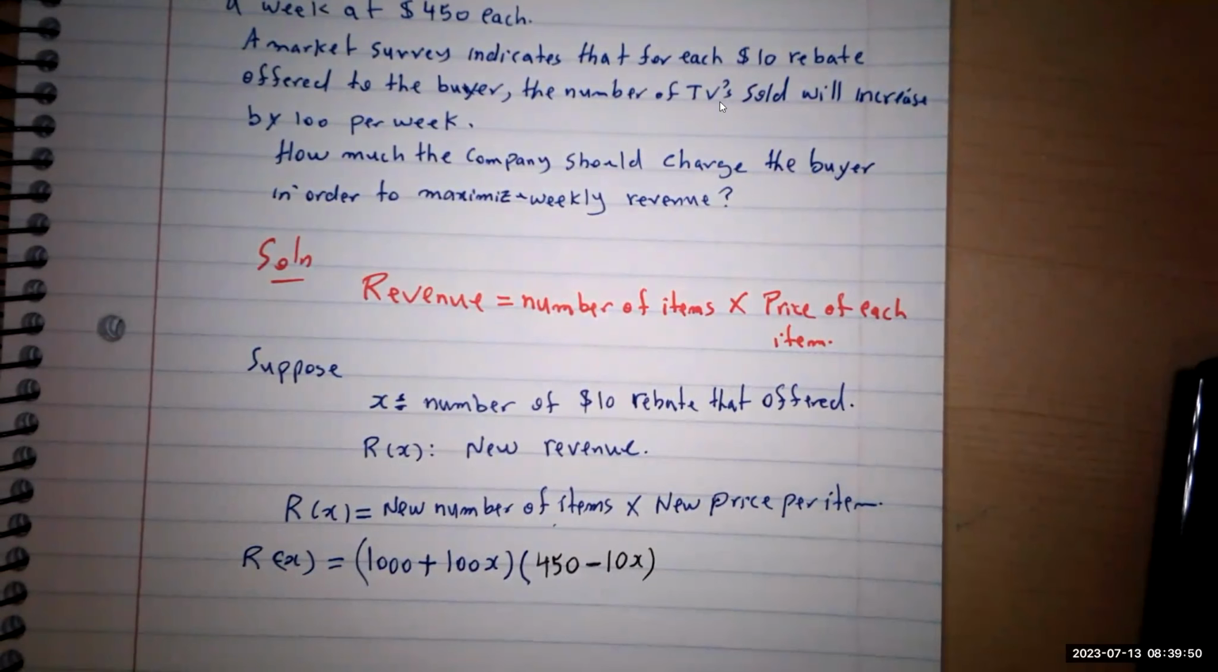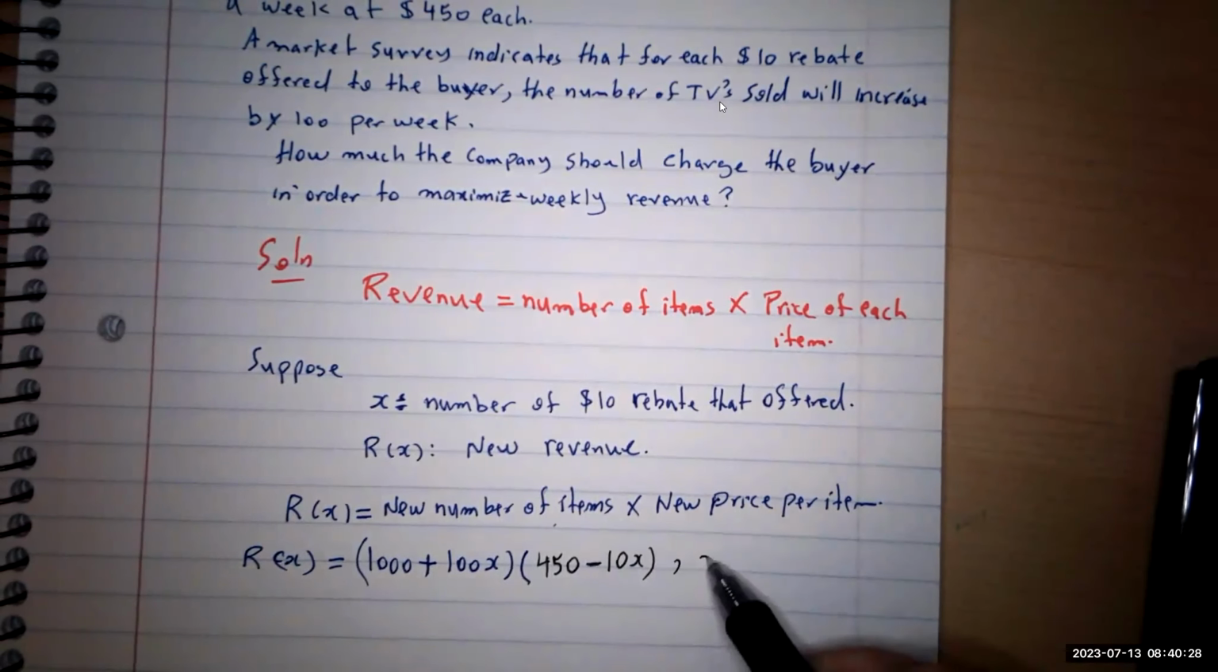This is going to be a function. So make sure that these numbers are in the proper place. This is dollars, and this is numbers. So the original number 1,000, you increase it by 100 any time you offer the rebate. How many times are you going to offer the rebate? X number of times. So that would be 1,000 plus 100X. Now the price: original price is $450, but you reduce the price $10, X number of times. This is your function. The restriction is X is positive. That's it.